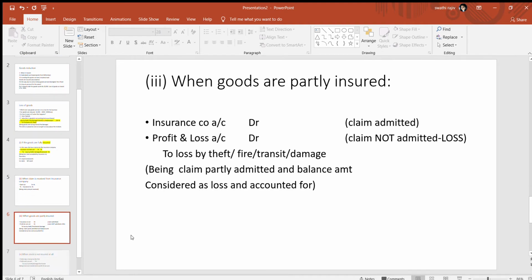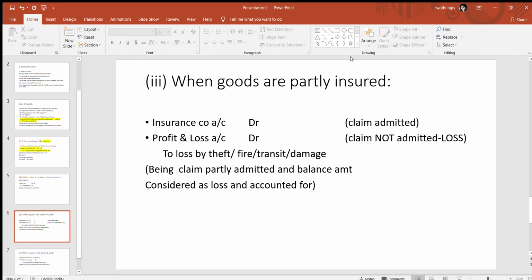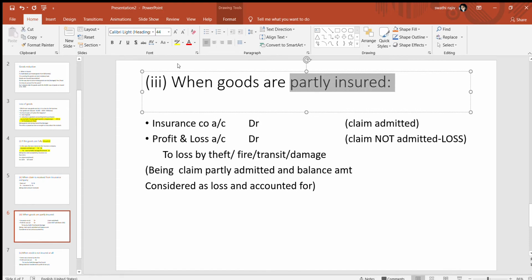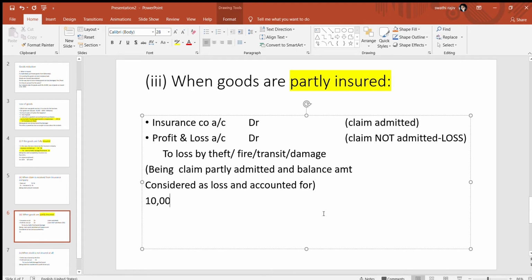Now come to the next situation wherein goods are only partly insured. The first situation was where goods are fully insured. If you had insured the entire 10,000, you will surely get whatever amount is lost. But here, you insured only, let's say, 10% of it. So you have insured only to the extent of about 1,000 rupees. Now if you're giving the claim, how much do you think the insurance people will pay you? They will pay you only 1,000.